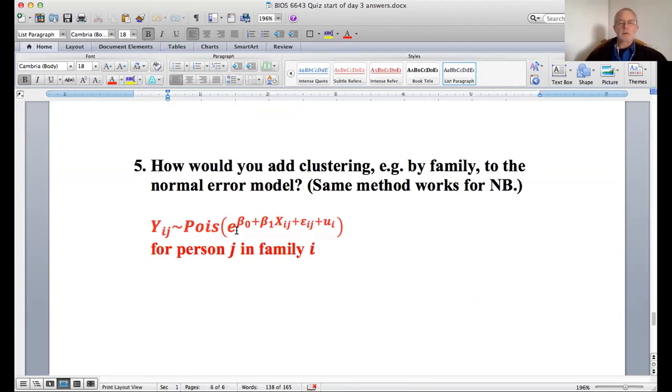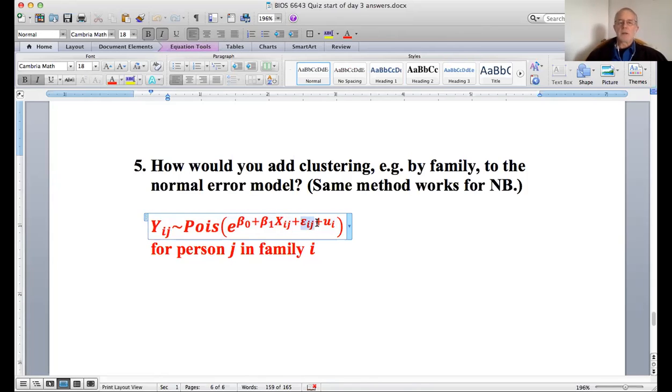So here's the model we would use. Now we have i and j for person j and family i. Notice, this is a key thing here: the E has an ij on it. That means each subject gets an error. That's what gives us overdispersion. The U_i is the cluster, that's per family i, and that's what gives us the clustering in a family.